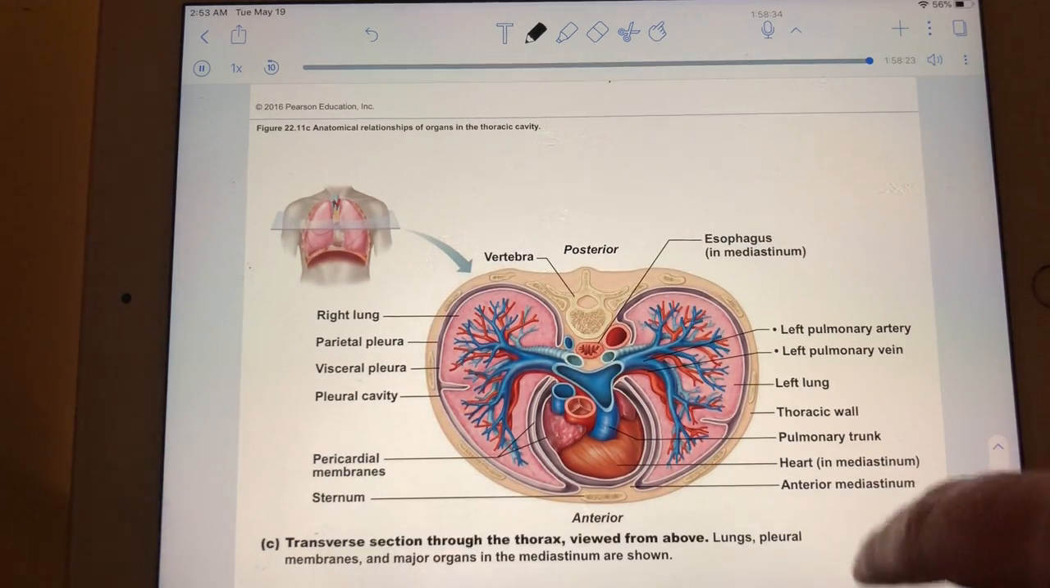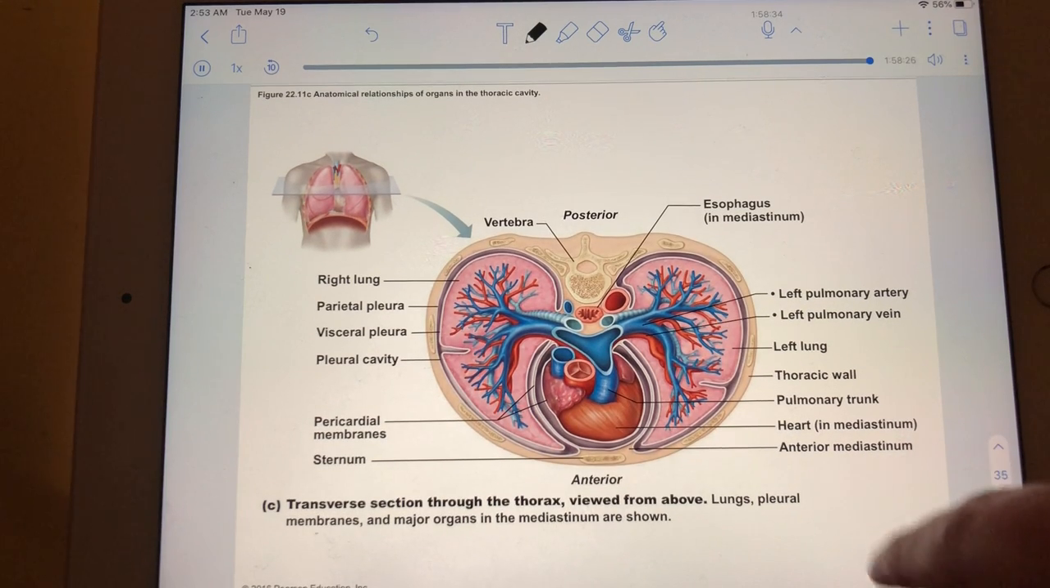Slide 36 is just an overview with everything labeled, just to practice. Always a good idea to come back to those really big picture figures, okay?